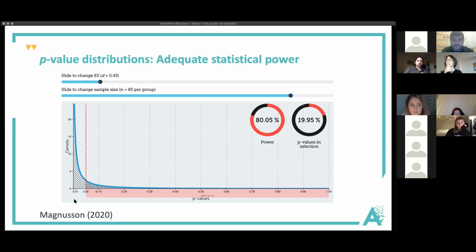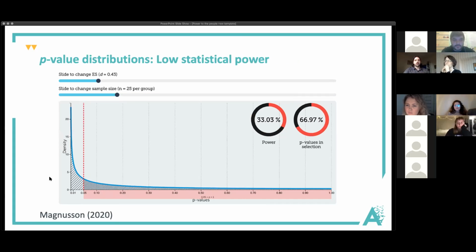What it's saying is that 80% of those p-values would be between just above 0 and 0.05, and then 20% of them would be between 0.05 and 1. So the probability comes from these sequences of events: how many times it falls below 0.05, how many times it falls above. And then if we have low statistical power, this gets adapted slightly.